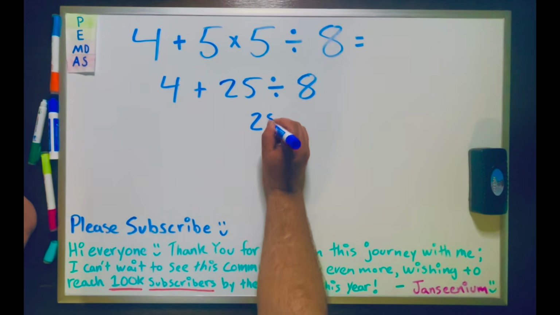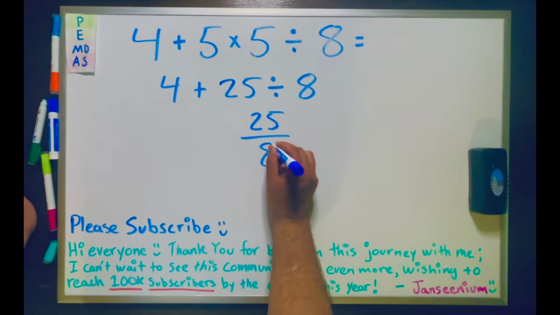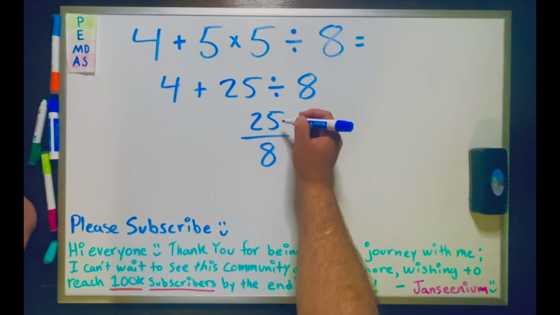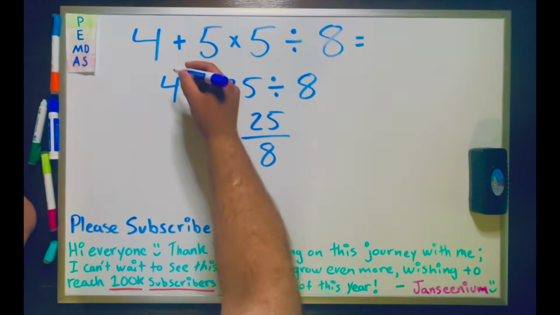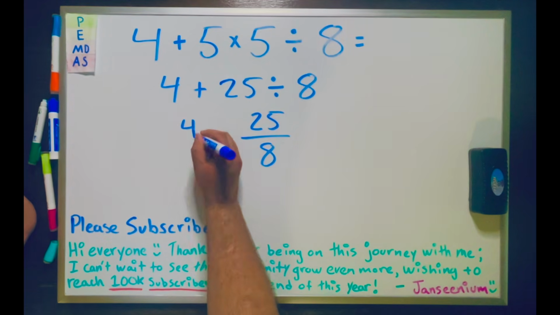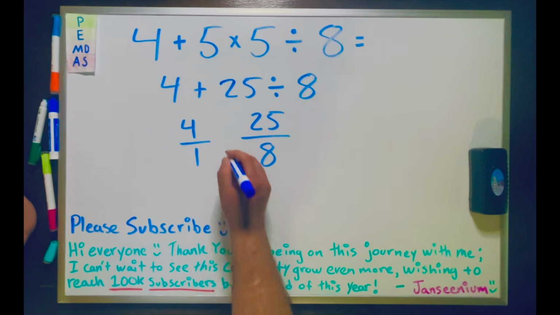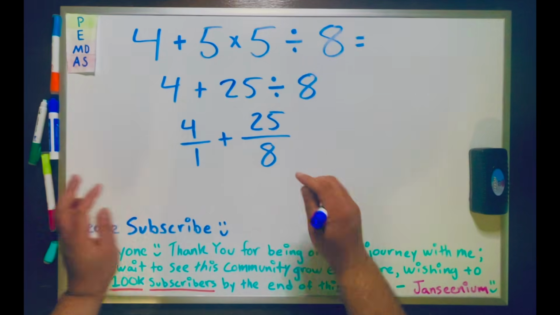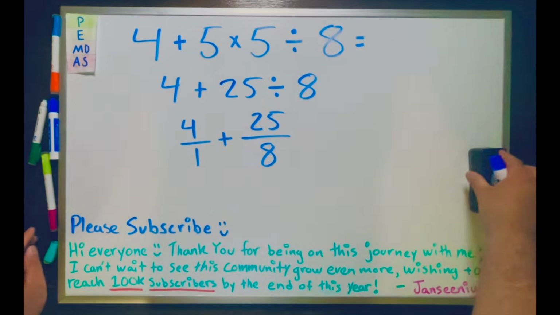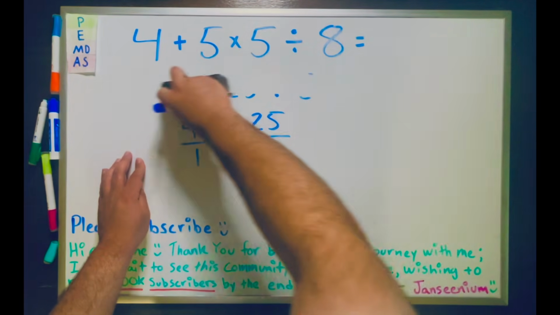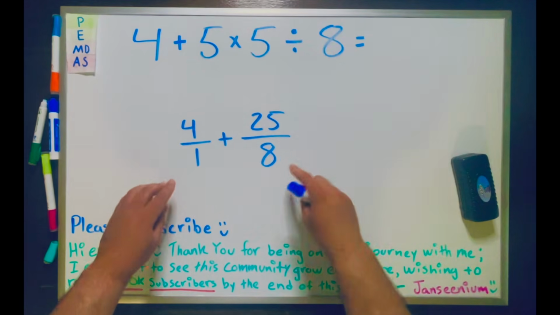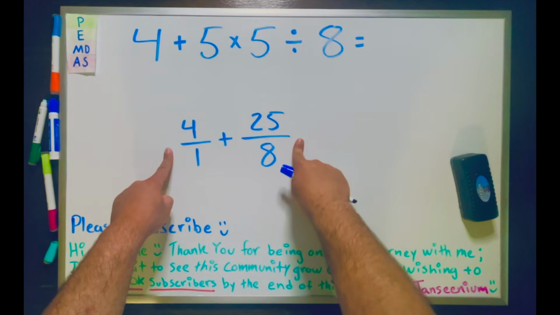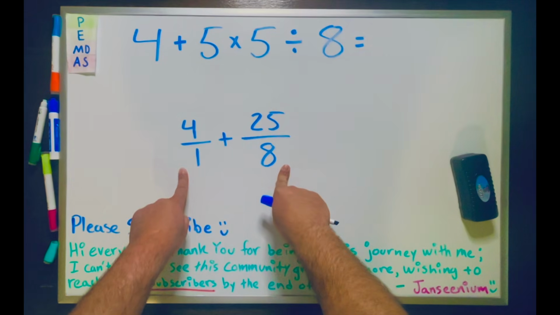I don't know, so I am going to write it in fraction form to make the math fun and simple. 25 over 8. Let's bring that 4 plus down, but let's bring the 4 in fraction form to make the math fun and simple. And I'm going to erase this for space. And notice that we are adding two fractions with different denominators.